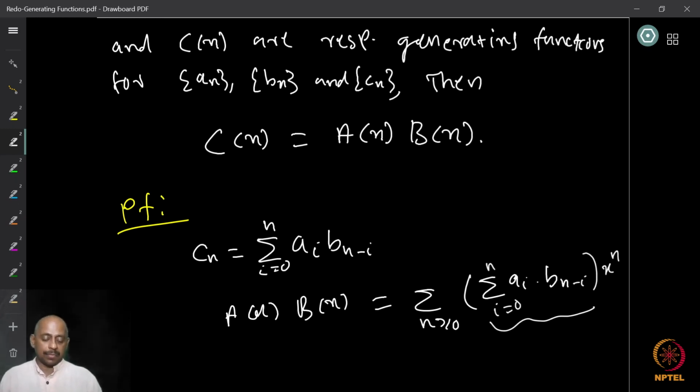C of x. So therefore, I get the proof that C(x) is equal to f(x) times g(x). So this is a way to interpret what happens when you take the product of two generating functions, and if the generating functions are representing counting sequences for structures, right? There could be other ways to interpret this, but this is a standard way to do it.